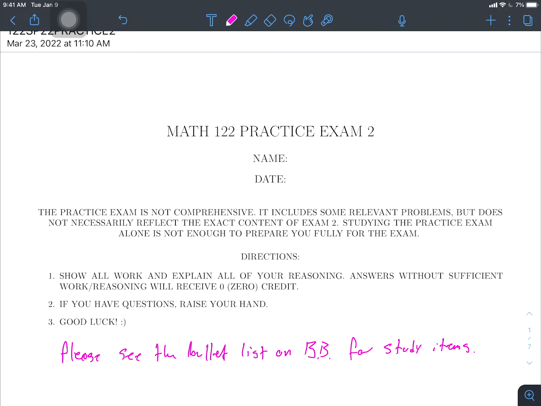Before I start, let me give the usual warning, which is that the practice exam is not going to be a carbon copy of the actual exam. It is going to have generally similar, the same content, but it's not going to ask questions in the exact same way. You shouldn't expect the exam to look exactly like the practice exam. It's just a selection of problems which roughly covers most of the items which we've learned in chapters 3 and 4.